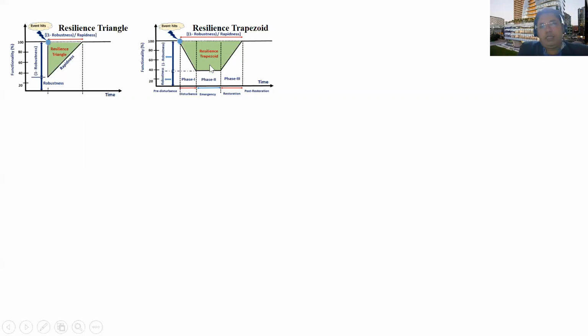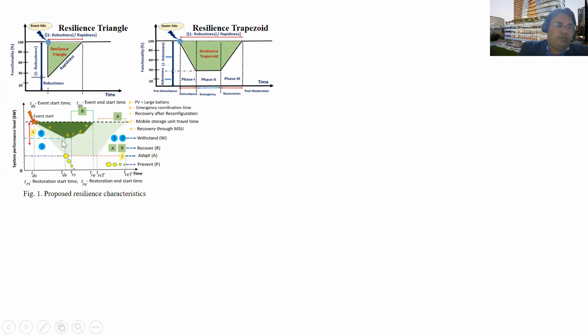Considering the trapezoidal form, they have described three different phases: disturbance, emergence, and restoration, for phase 1, phase 2, and phase 3, respectively. And this is my proposed one. This is the traditional system and this is the resilient system, where I have considered 5 different phases: A, B, C, D, and E.